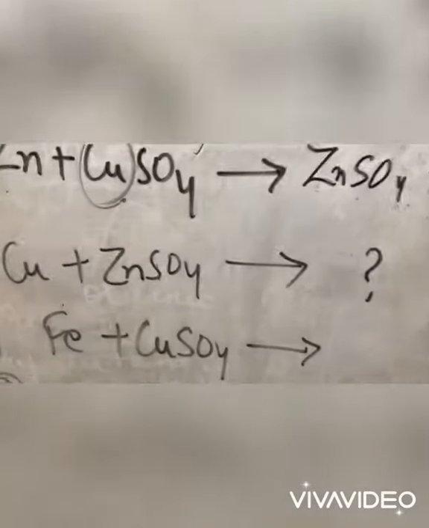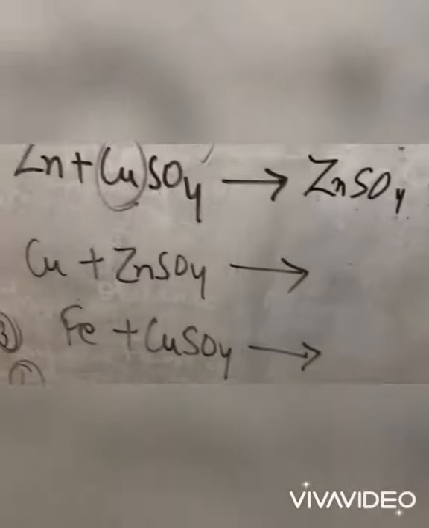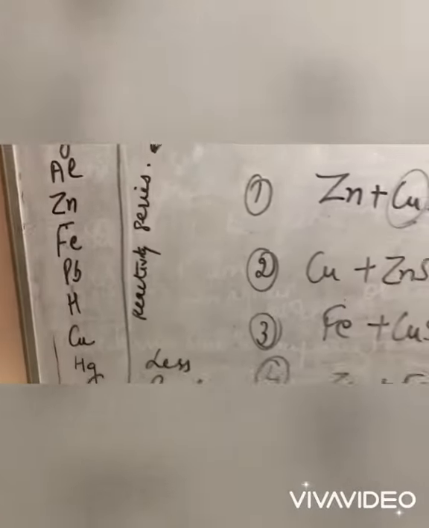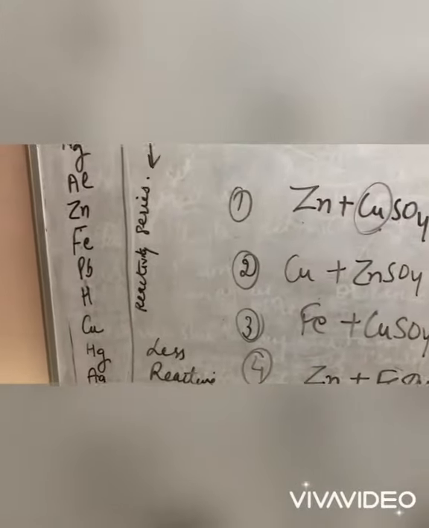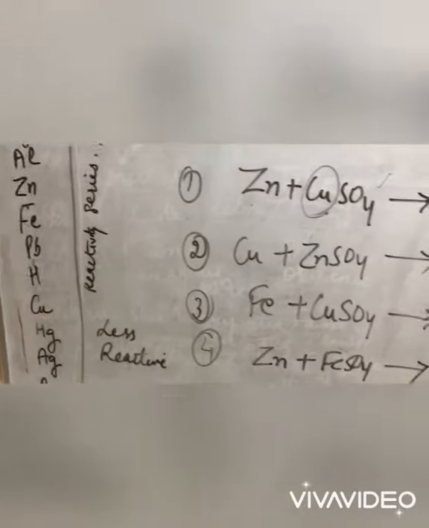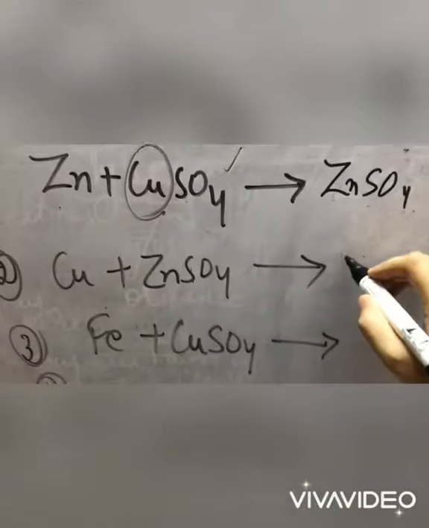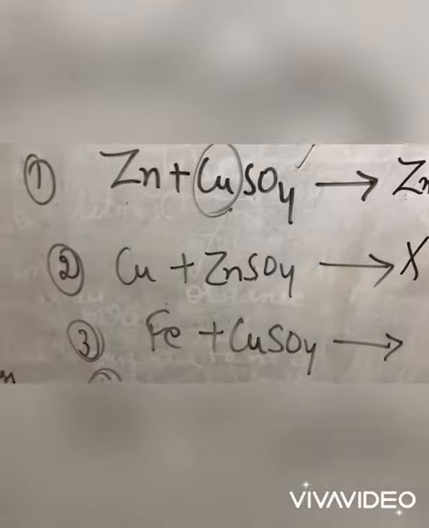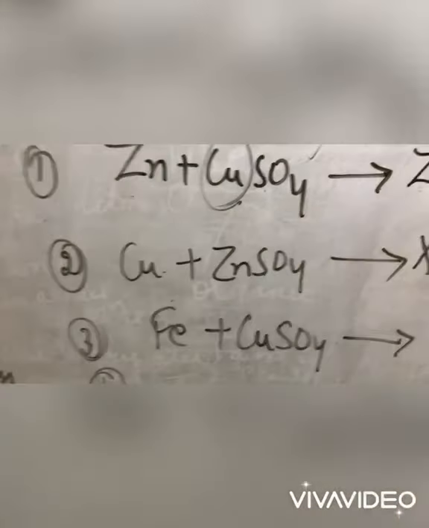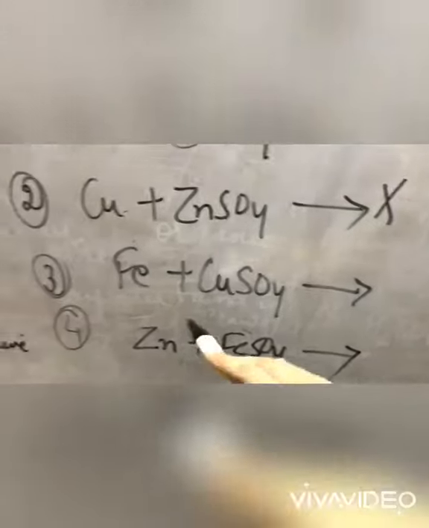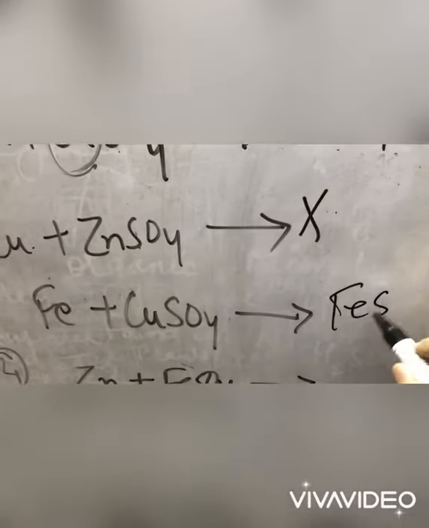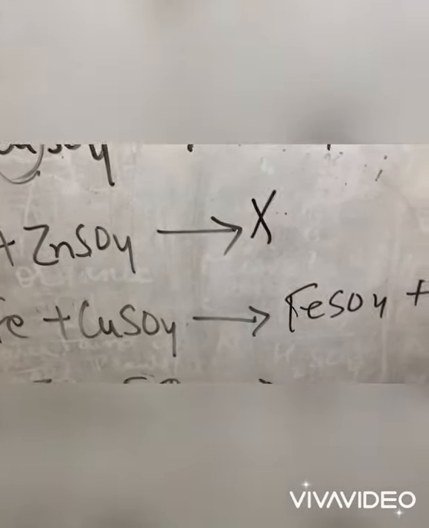Now the second one is copper plus zinc sulfate. Is this reaction feasible? But how will we get our answer? By using the reactivity series, and learn this reactivity series also. So is this reaction feasible? Copper is not going to displace zinc because copper is less reactive. Iron plus copper sulfate, very easy. There is ferrous sulfate plus copper.